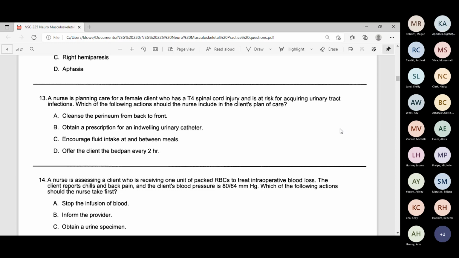It's encourage fluid. So if we go from A to D, cleansing the perineum, we'd want it front to back. Anytime we're thinking about putting in an indwelling urinary catheter, that's probably not the answer, because that encourages urinary tract infection. Even if this patient can't pee, we're going to in and out cath him. We're not going to put in an indwelling catheter. D, offer the client the bedpan every 2 hours. These clients, if they have a spinal cord injury, may not be able to pee, so we'd probably be in and out cathing them, but we'd want to keep them hydrated. So, encouraging fluid intake.